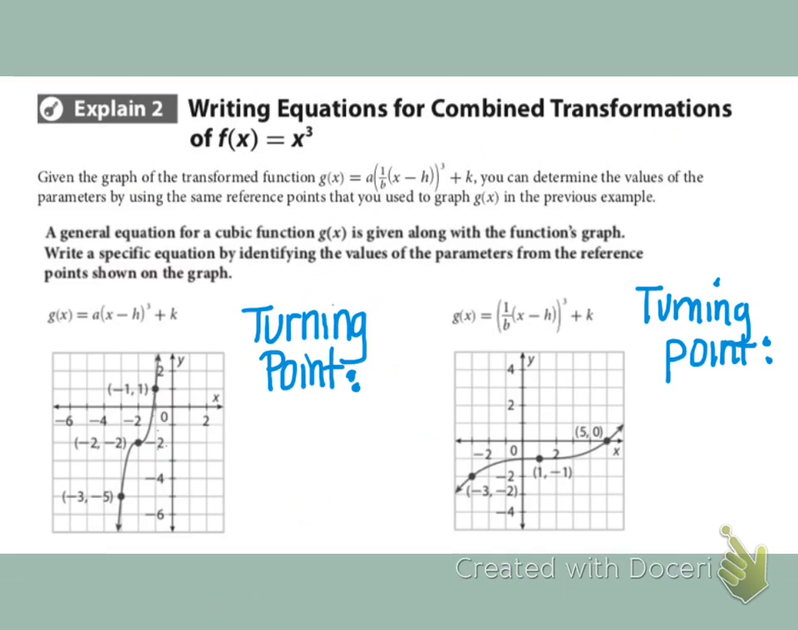So now we're going to take a look at that in reverse. We're going to see our transformed graph, and see if we can write the function in this sort of vertex form. It's not technically vertex form because there's not really a vertex here, but this is a graph of the cubic function, and it's been transformed. And the first thing I always look at is, what is the kink point, or that turning point?